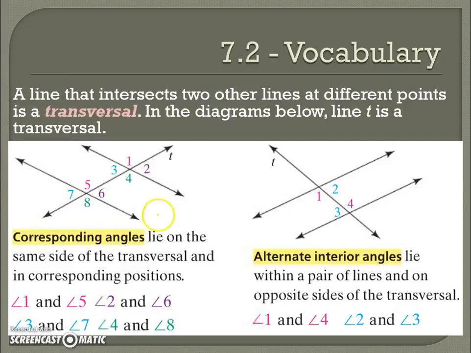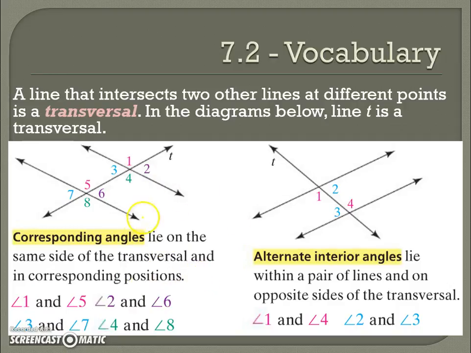And then you need to make sure you copy all of this down as well as the pictures with the numbers in those particular angles. So it says, corresponding angles lie on the same side of the transversal and in corresponding positions. In other words, if I were to cut this shape out and place it right on top of that, how would they match up? Well, the 5 and the 1 match, the 7 and the 3 match, the 8 and the 4, and the 6 and the 2. That's what you're looking at for these corresponding angles.